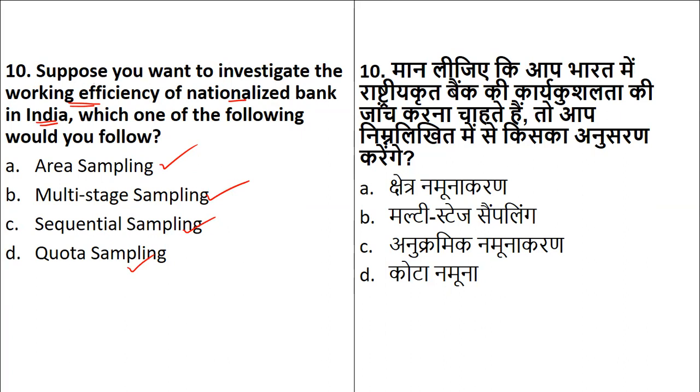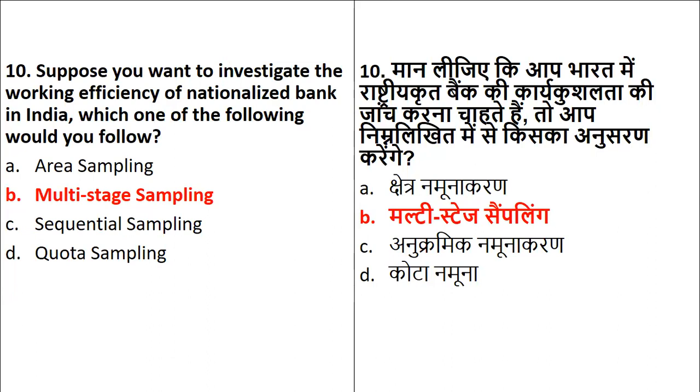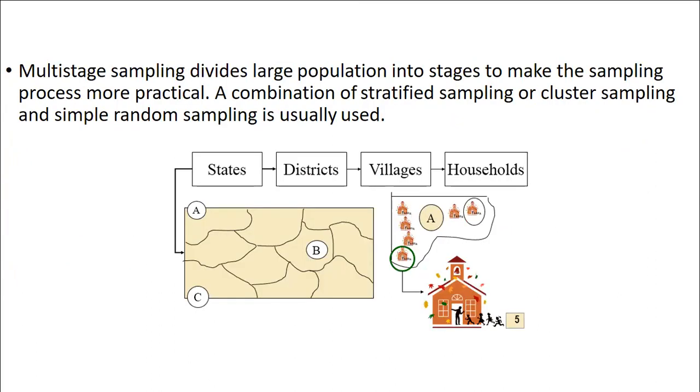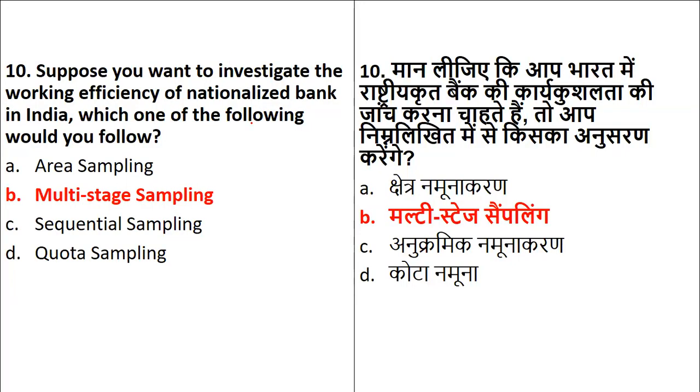Looking at all of them, obviously the one which will help you understand the efficiency is multi-stage, because in multi-stage we consider not only the state but also the district, the village, the household. This can give us the entire nation's efficiency with respect to the banks. So it is called multi-stage sampling.